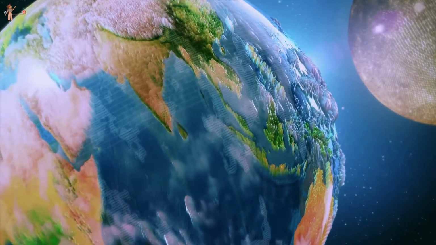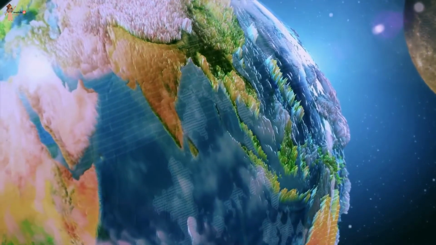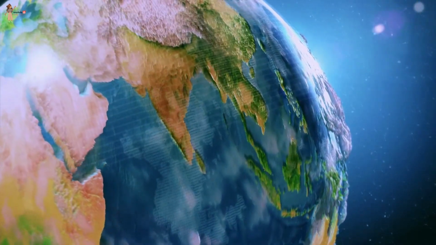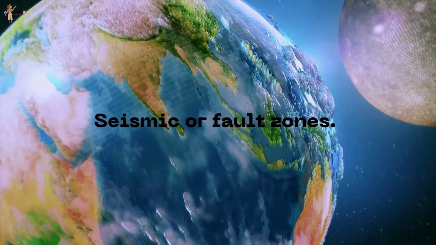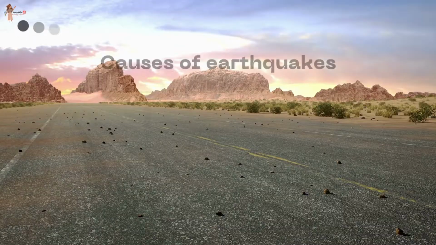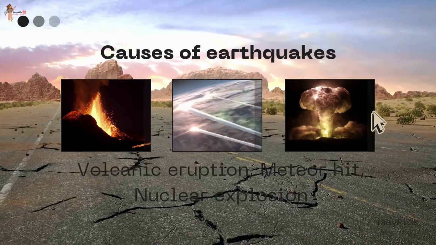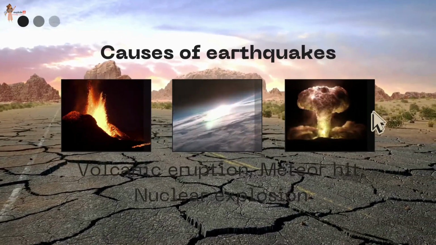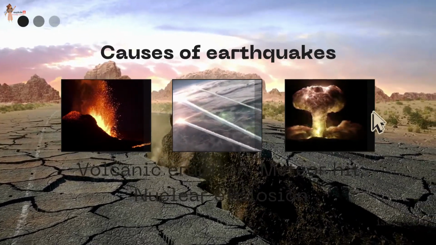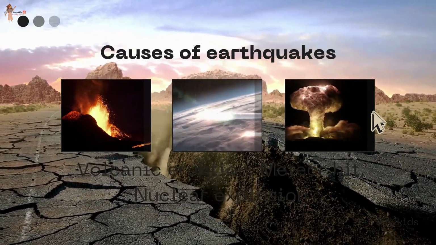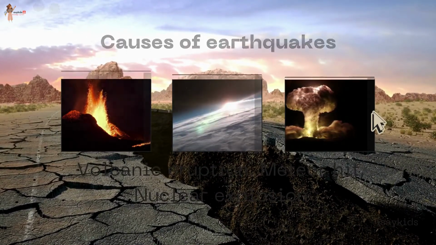Since earthquakes are caused by the movement of plates, the boundaries of the plates are the weak zones where earthquakes are more likely to occur. The weak zones are also known as seismic or fault zones. Tremors on the earth can also be caused when a volcano erupts, or a meteor hits the earth, or an underground nuclear explosion is carried out. However, most earthquakes are caused by the movement of Earth's plates.